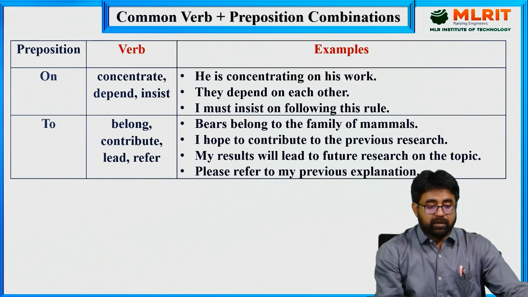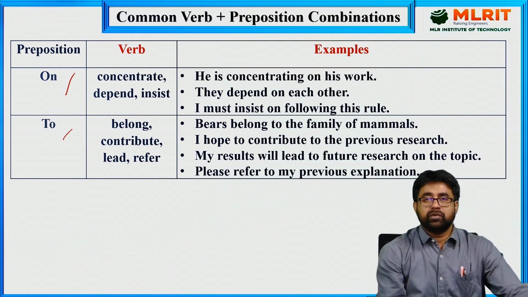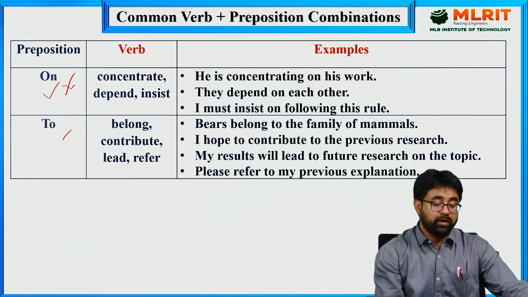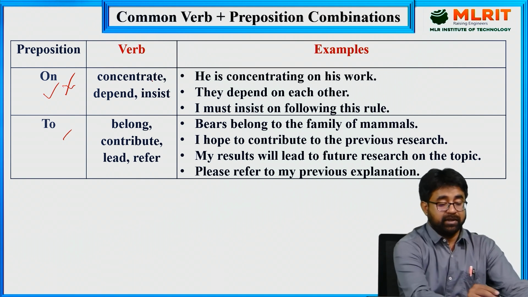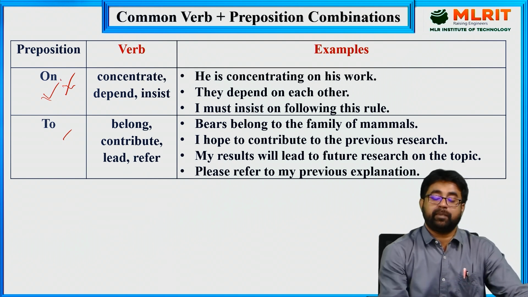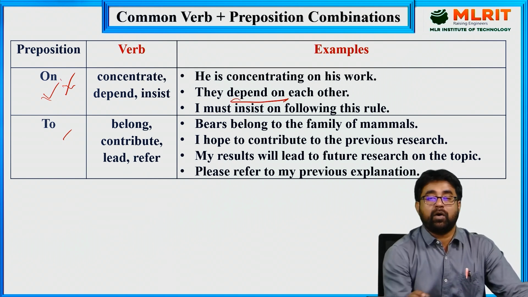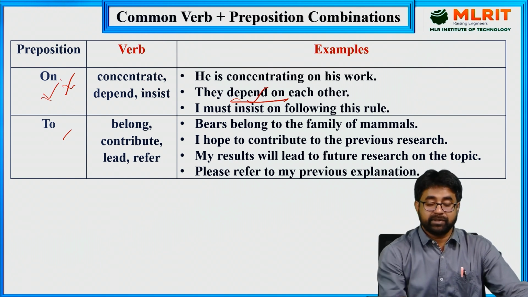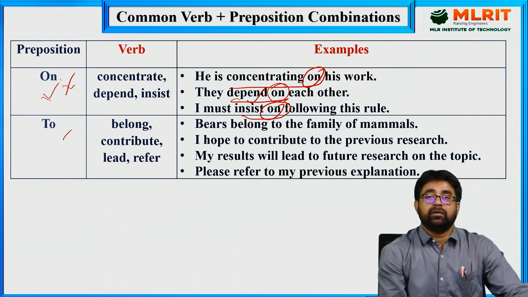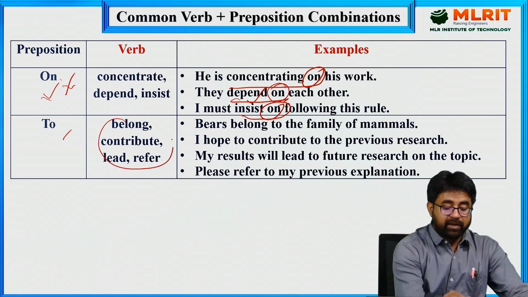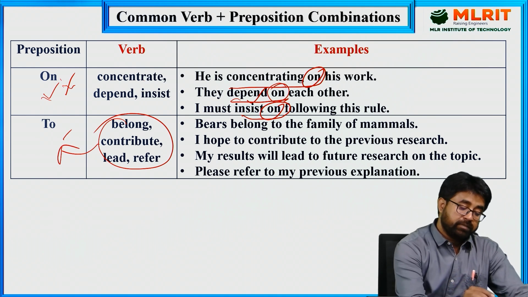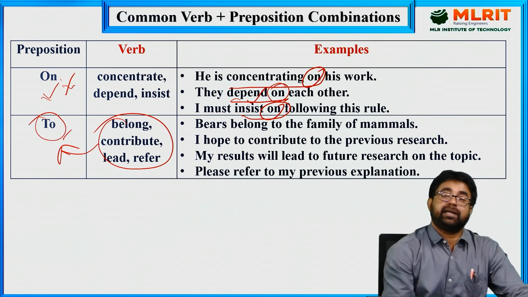Now, a few more examples on and to. Which verbs take the preposition on in most cases? Concentrate, depend, insist. Whenever we use these verbs, you will find in most cases we use this particular preposition. See the example: they depend on. With the verb depend we use the preposition on. Concentrating on, then insist on. Similarly, these verbs, in most cases, though not always, usually take this particular preposition only.